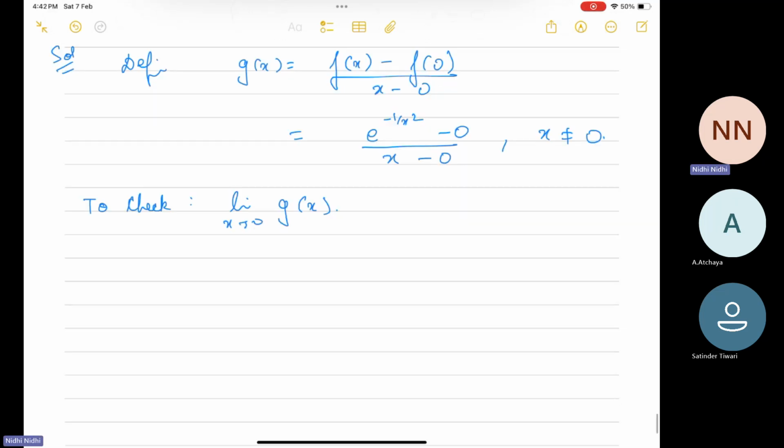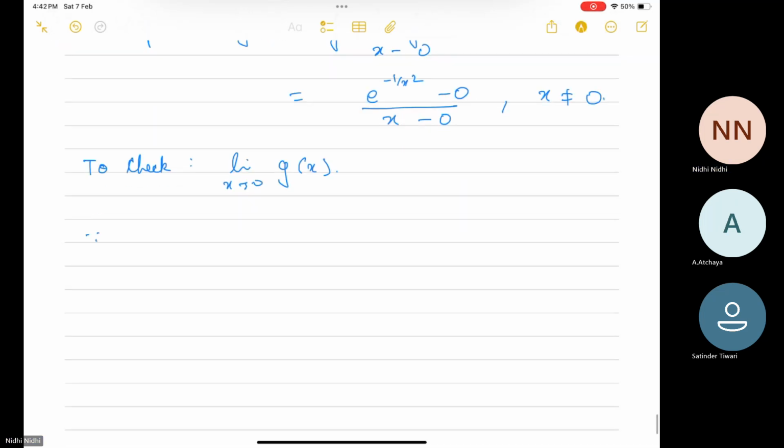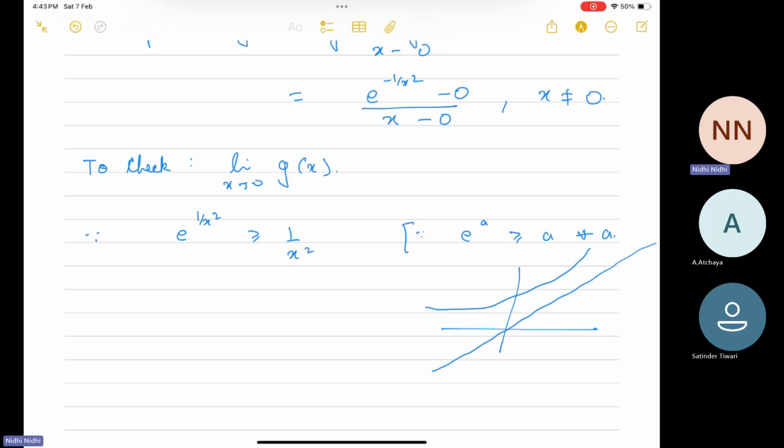Yeah, I'll tell you now. Since we know that the exponential function e to the power x is always greater than or equal to x, that will give us e to the power 1 by x square is greater than or equal to 1 by x square. Since e to the power a is greater than or equal to a for every a, because we know that the graph of the exponential function is like this and f(x) equals x is like this. So e to the power x is always greater than or equal to x.